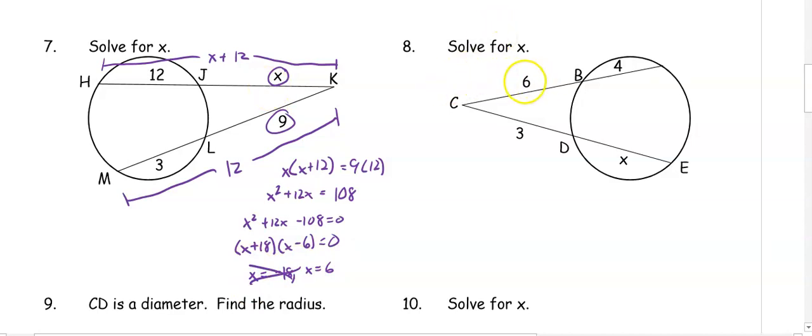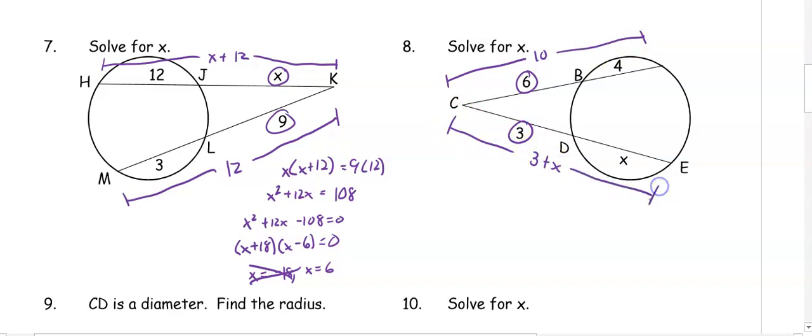In number 8, it's the same idea. We have the outside, which is 6, times the whole segment, which is 10. And we have the outside, which is 3, and the whole segment, which is x plus 3. So we get 6 times 10 is equal to 3 times 3 plus x. 60 is equal to 9 plus 3x. We can subtract 9 from both sides. 51 is equal to 3x. When we divide by 3, x is 17.